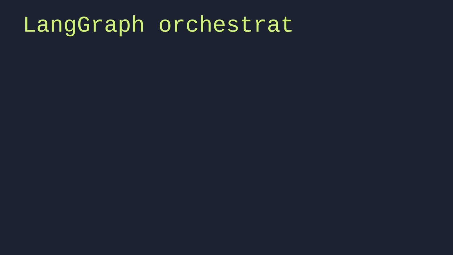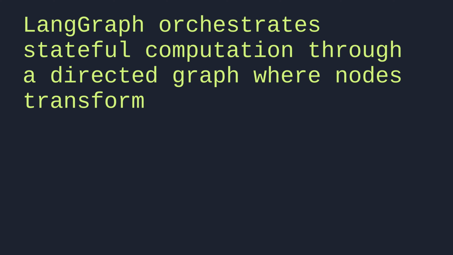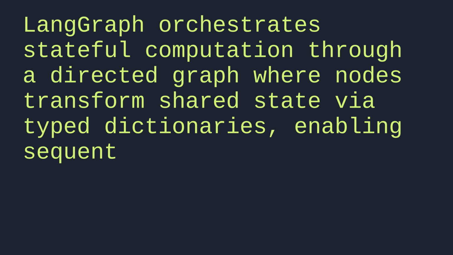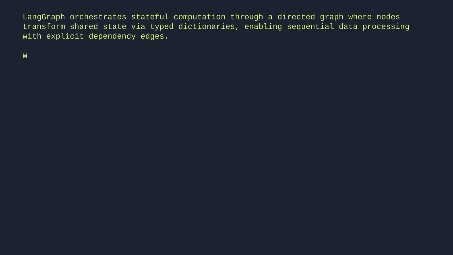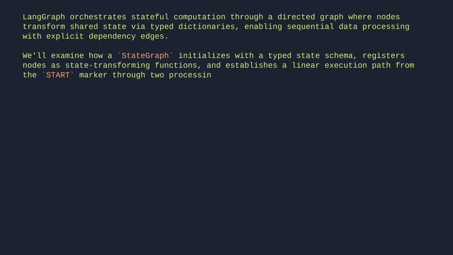LangGraph orchestrates stateful computation through a directed graph where nodes transform shared state via typed dictionaries, enabling sequential data processing with explicit dependency edges. We'll examine how a StateGraph initializes with a typed state schema, registers nodes as state-transforming functions, and establishes a linear execution path from the start marker through two processing nodes before compilation and invocation.